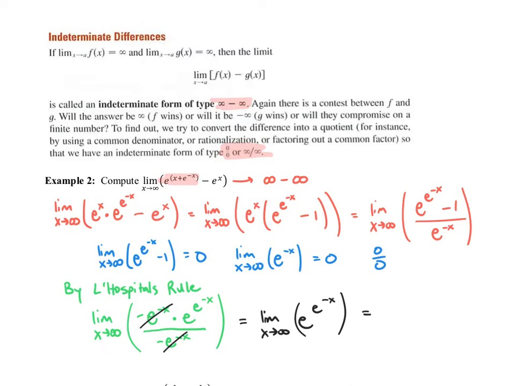Okay, remember e to the negative x, if x goes to infinity, is 0, so e to the 0 is 1. So amazingly, infinity minus infinity in this example is 1, which means that, again, we can't assume that it would just cancel and be 0. All right, let's go ahead and try the next one.